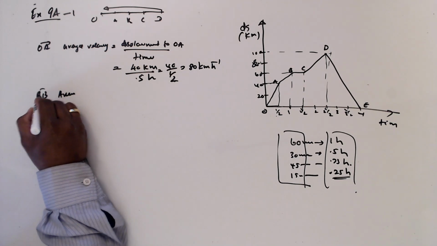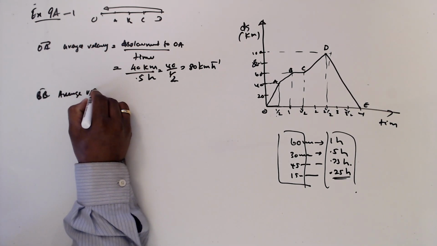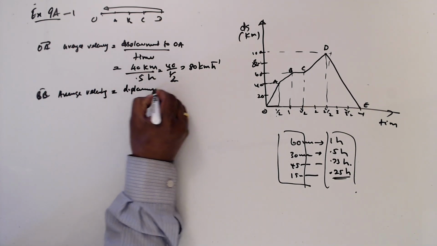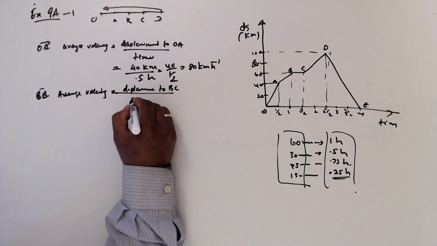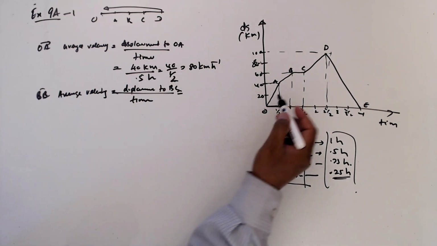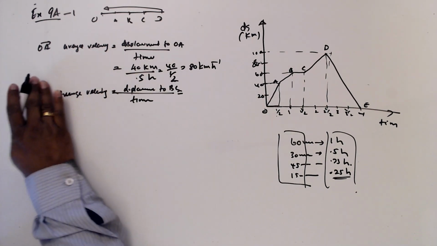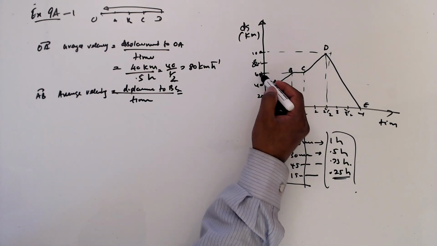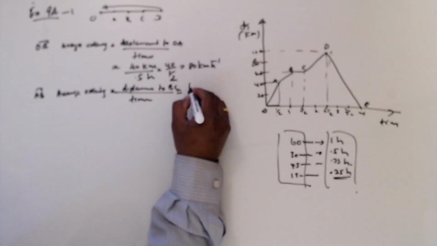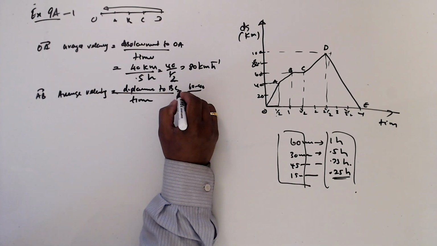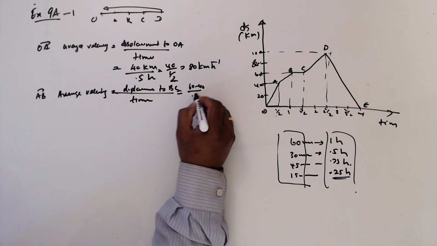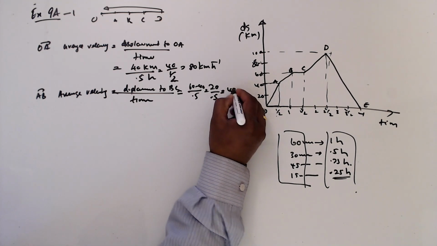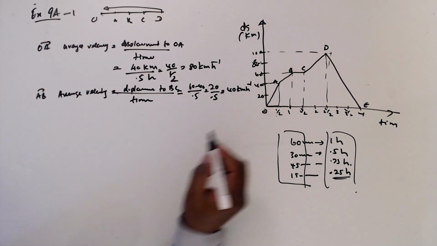Next, A to B. Average velocity is displacement A to B divided by time. So this is 60, this is 40, 60 minus 40, and the time is again 0.5. 20 divided by 0.5, that is 40 km h minus 1.